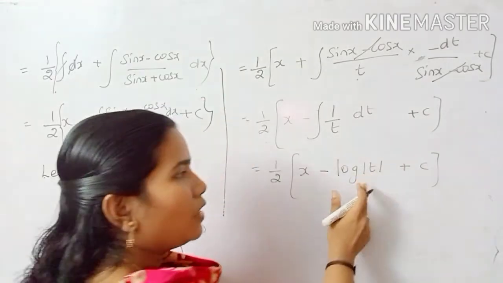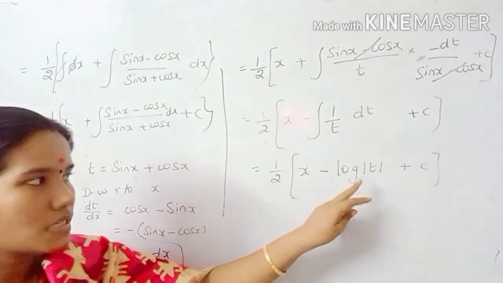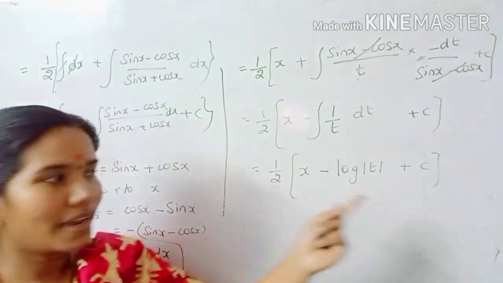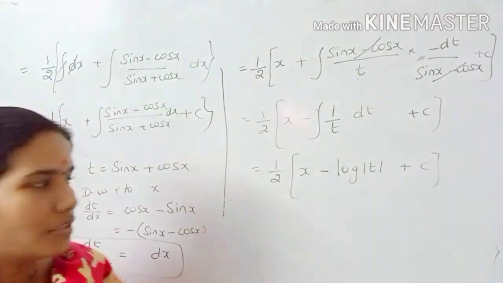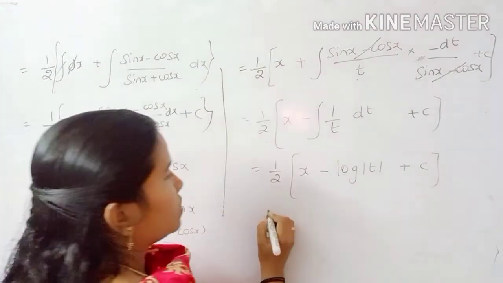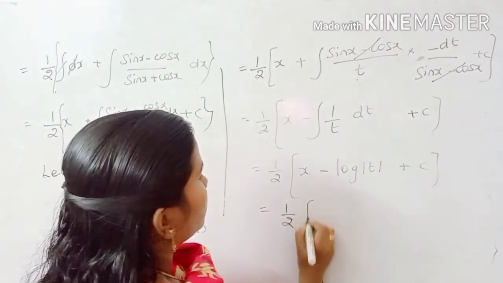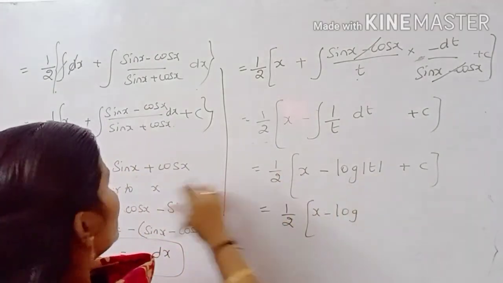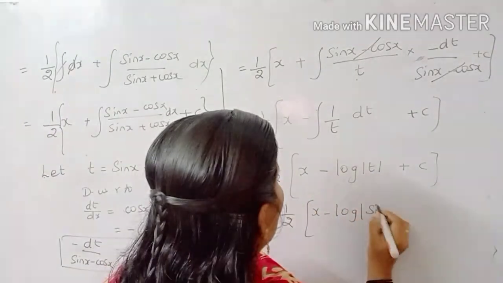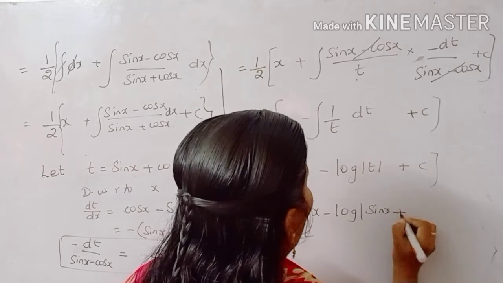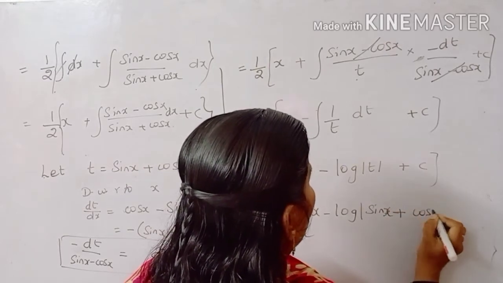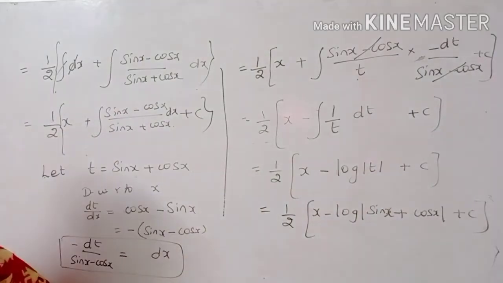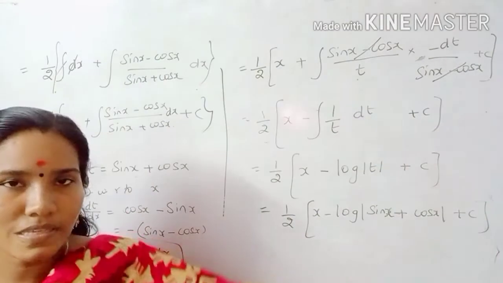So here also if I integrate, I will get a constant c. Already there is a constant, so it is enough to write only one constant. So c, generally c. So this is equal to 1 by 2 integral x minus log. So the value of t is sin x plus cos x, plus c is the answer. So sin x plus cos x plus c is the answer.